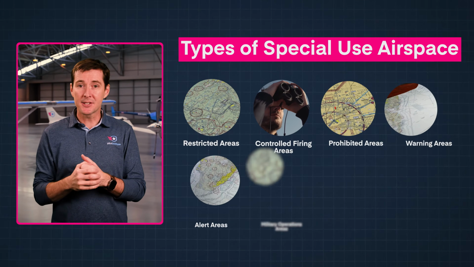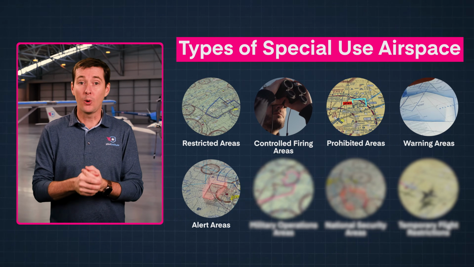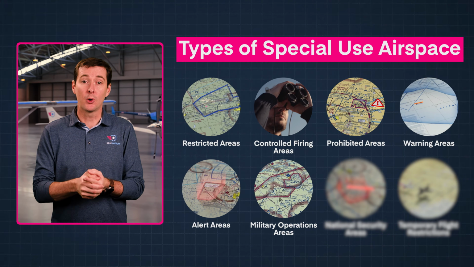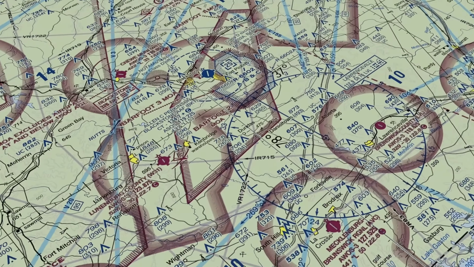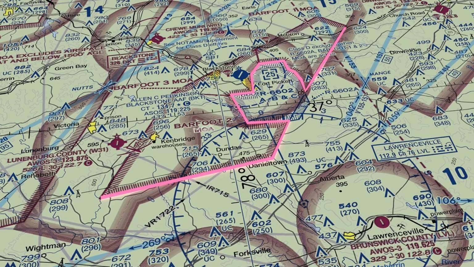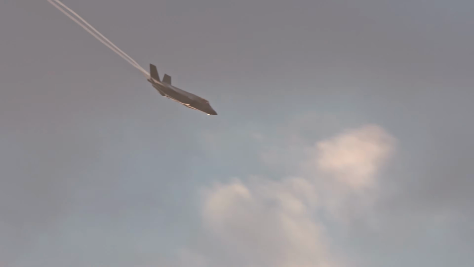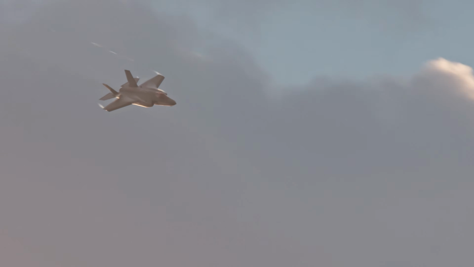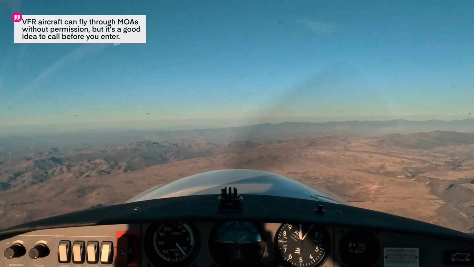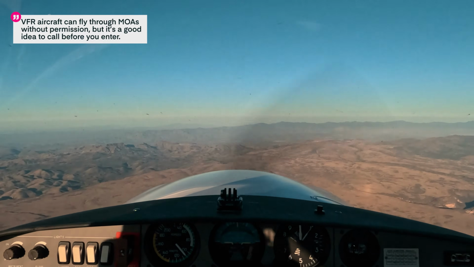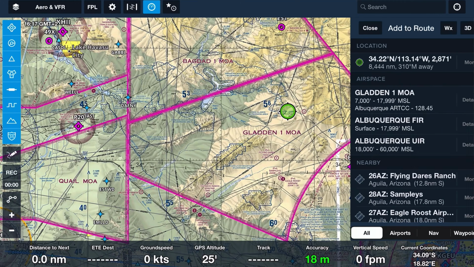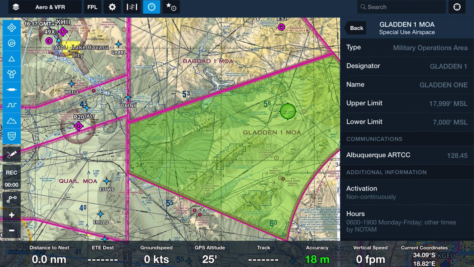Now, you will find the next airspace all over the US. They're called Military Operations Areas or MOAs. MOAs are areas where the military performs air exercises. When these areas are in use, you can expect a lot of fast jets that are flying around at mostly low altitudes. Now, VFR aircraft can fly through MOAs without permission, but it's a good idea to call whoever controls the airspace before you enter. You'll find this information on the sectional chart or in your EFB.